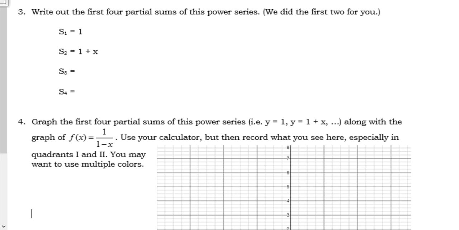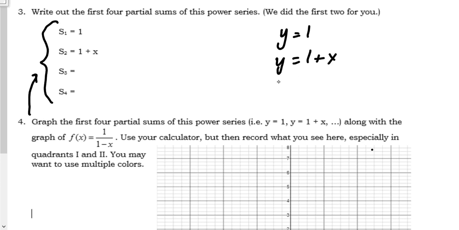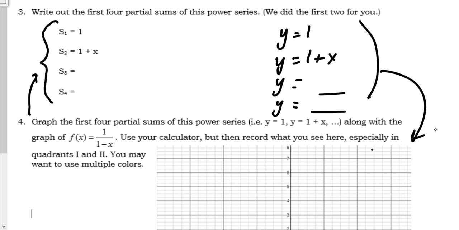And then number 4, everything builds, like a mystery novel. In number 4, you're going to take these 4 things up here, and instead of sum number 1, sum number 2, think of it as y equals, and graph those 4 functions. If you're really lost, you would only be able to do the first 2, which would be graph y equals 1, graph y equals 1 plus x, and then there'll be 2 others, hopefully. And then I want you to make a graph of all of those down there.